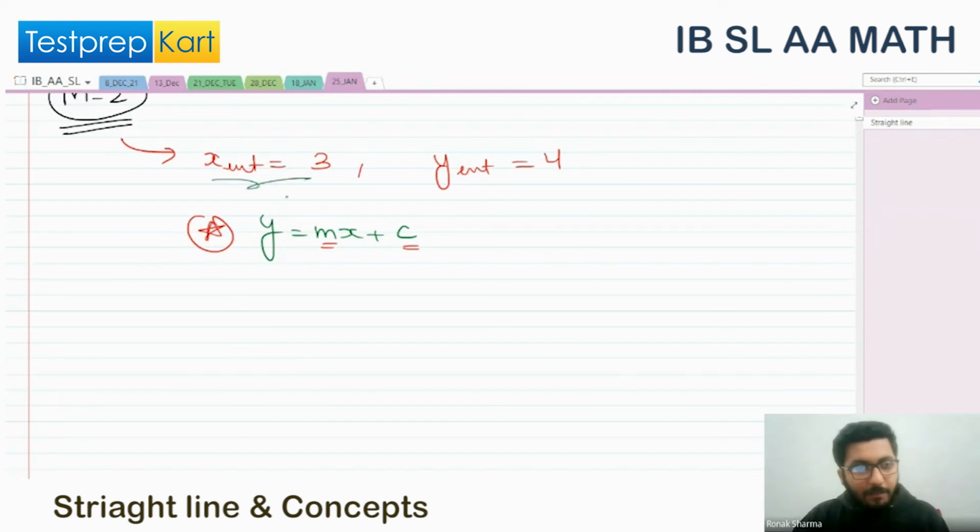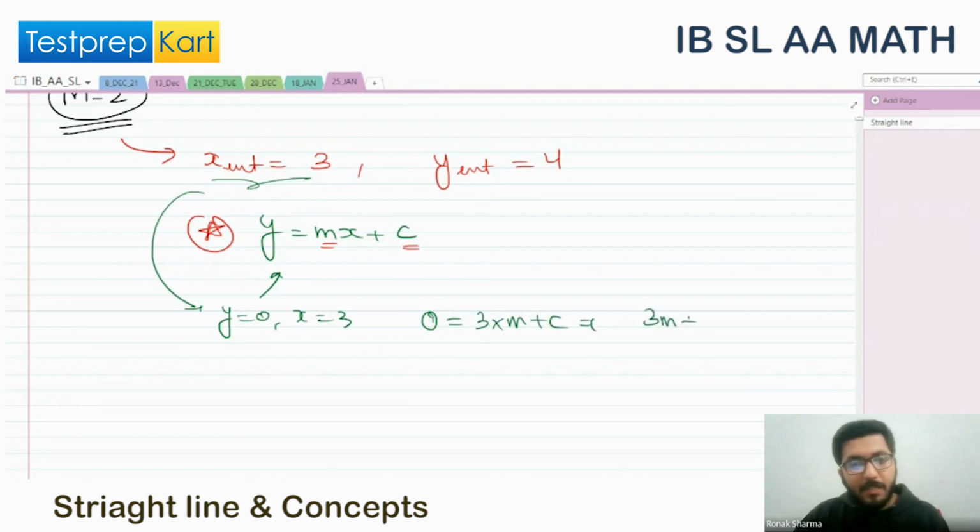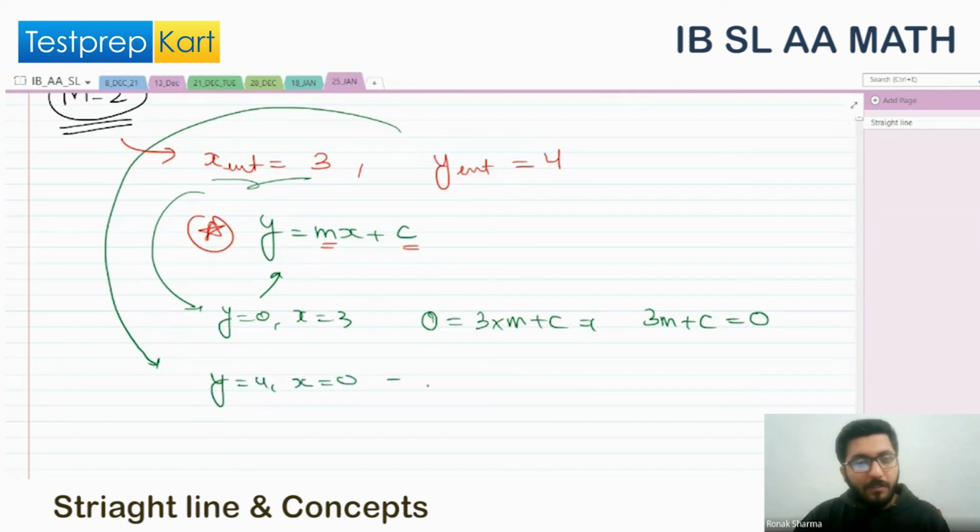Now, if the x-intercept is 3, that means for y equals 0, I'm getting x equal to 3. So put it here. If y equals 0 and x is 3, that means 3 into m plus c. So the first condition is 3m plus c equals 0. Second condition: y is 4 for x equal to 0, right? So if I put x equal to 0, 4 equals 3 into 0 plus c. So I'm getting c equals 4 directly.